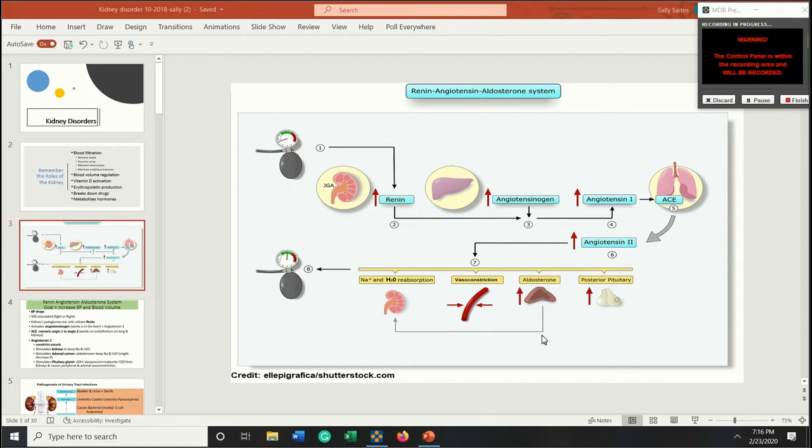It stimulates the adrenal cortex right here, which then releases aldosterone. Aldosterone helps retain sodium and water. And it also stimulates the posterior pituitary gland, where antidiuretic hormone, or ADH, is released. ADH, also called vasopressin, reabsorbs water from the kidneys and causes peripheral and arterial vasoconstriction. So all of these things end up increasing our blood pressure. This is one way that our body and our kidneys can increase our blood pressure naturally.